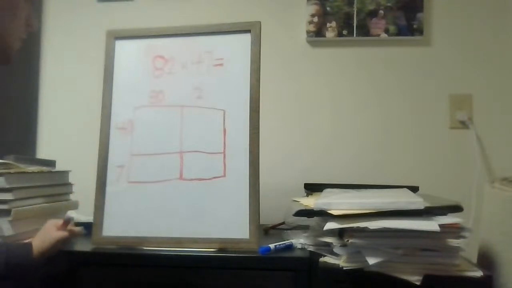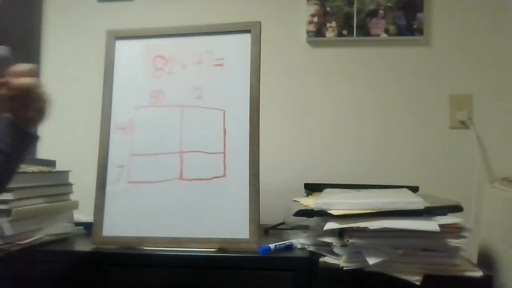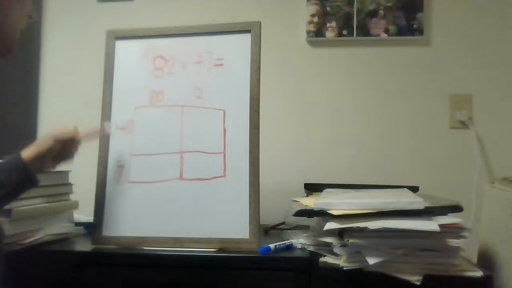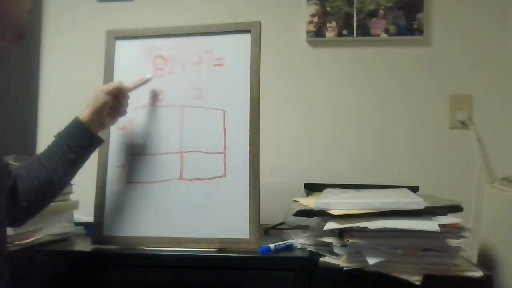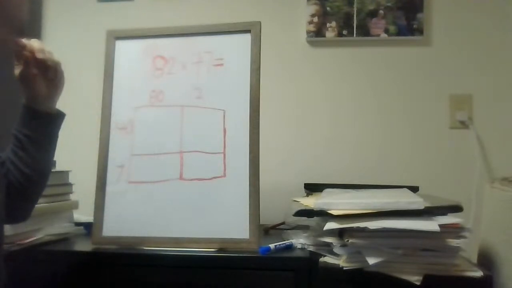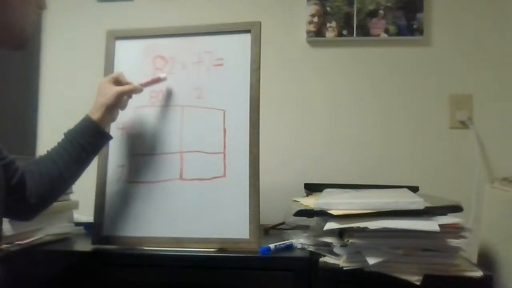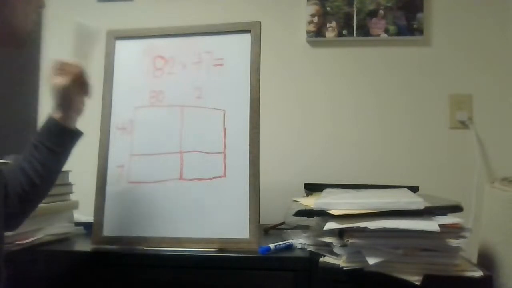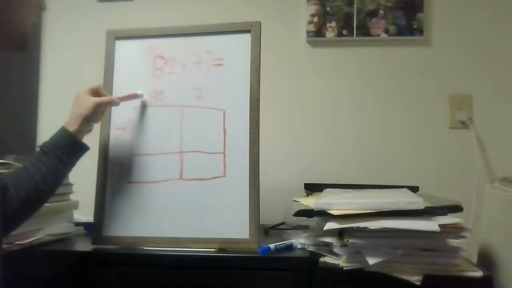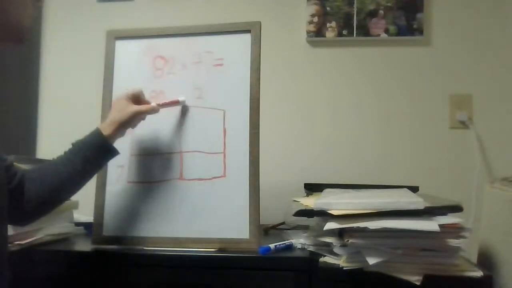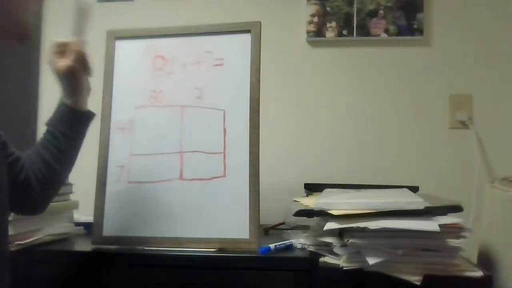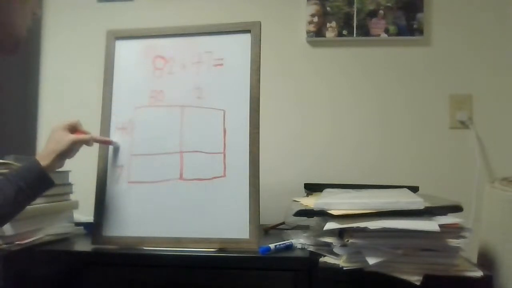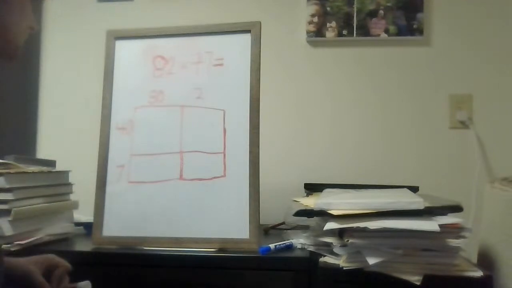82 times 47. So as you can see, around each box, I broke the numbers down. 82 has an 8 in the tens place and a 2 in the ones place. So 8 tens, 2 ones. 8 tens have a value of 80. 2 ones have a value of 2. In 47, we have 4 tens and 7 ones. 4 tens have a value of 40. 7 ones have a value of 7.